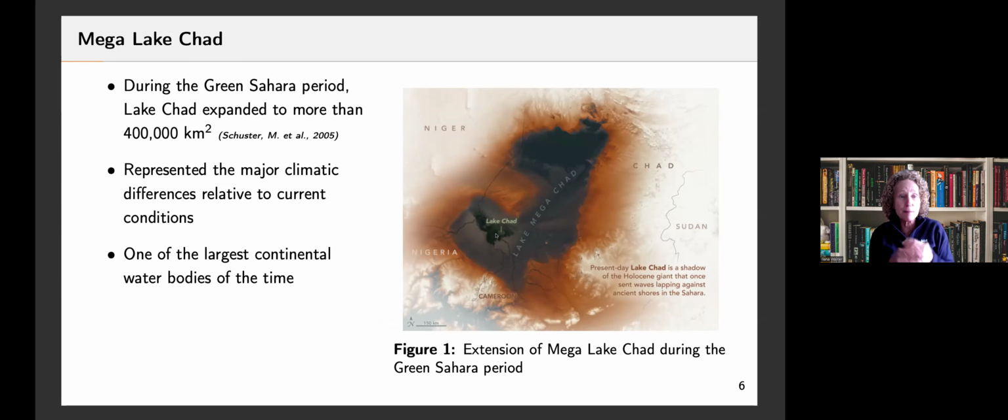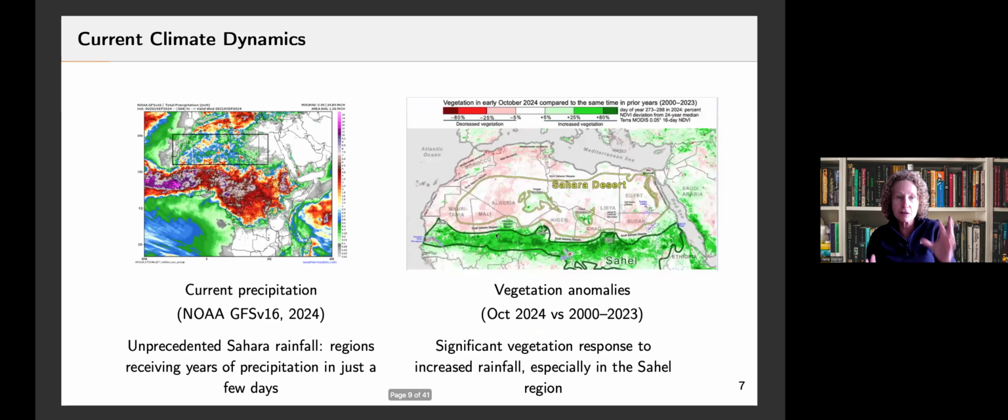It represented a major climate difference relative to current conditions. And it was one of the largest continental water bodies at the time. And so this is what fascinated me. And my question was, would these mega lakes or this humidity in the West Africa region have any impact on the ocean circulation? And why did I have this question, this motivation?